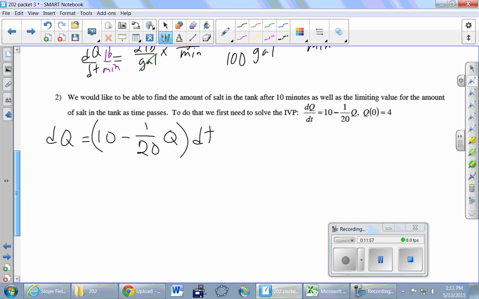And I'd really like the q's to be with the dq. How do I do that? Divide by what? Everything in the parentheses. We've got to move everything. You can't just single out the q. You got to move that whole thing in the parentheses. So we get dq over 10 minus 1/20th of q equals dt.